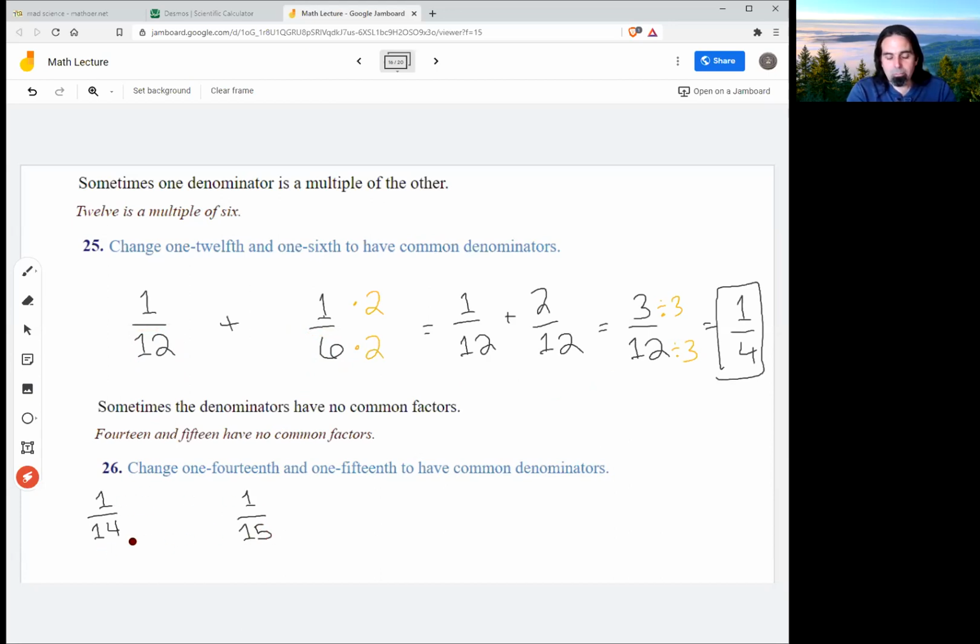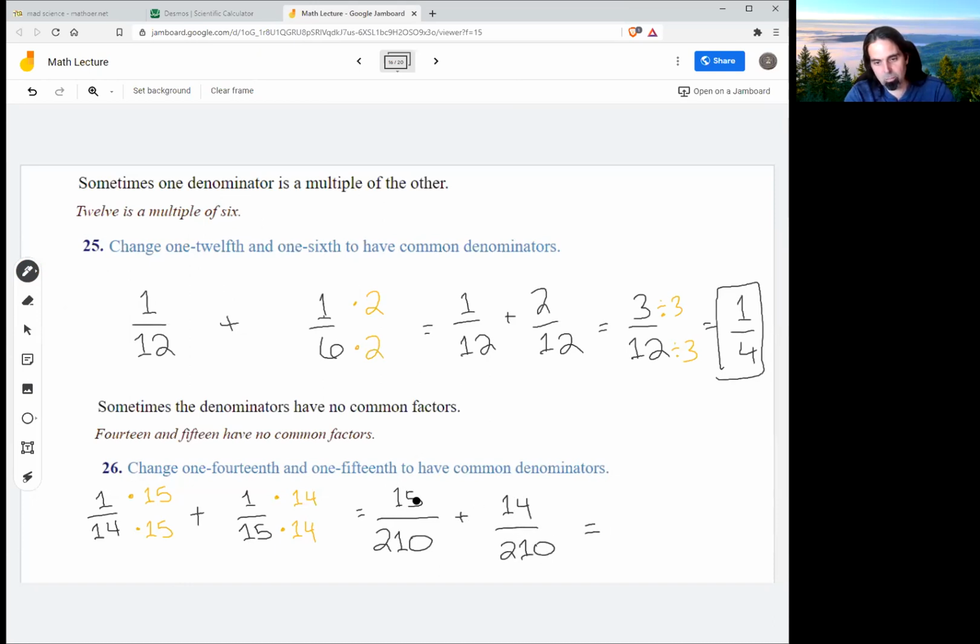When there's no factors in common, except one, then it's always true that the best thing I can do, unfortunately, is to multiply each denominator by the other. And of course, if I do something to the bottom of a fraction, to be fair, I have to do it to the top. So what is 14 times 15? It's 210. A bigger number than I want, but add up the top. 15 of these things and 14 of these things makes 29 of these things. And I can't reduce that. So, no.